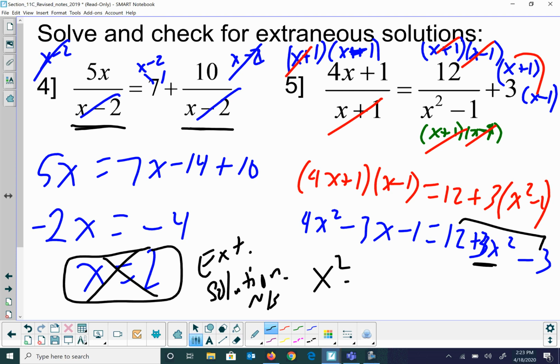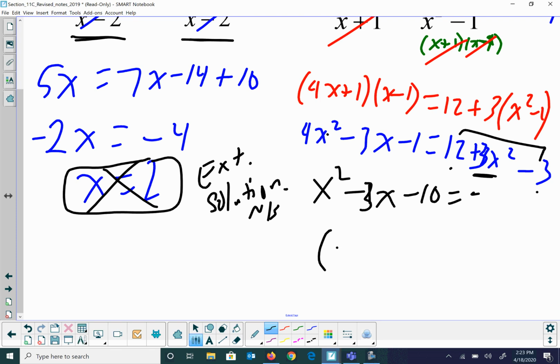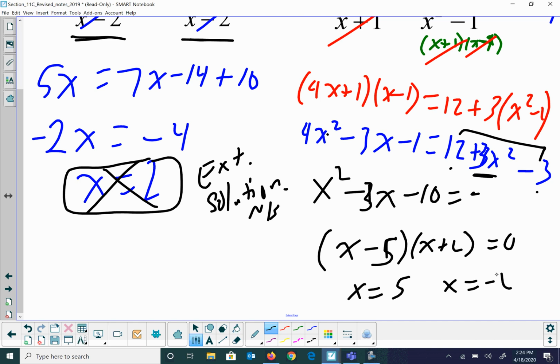So I'll bring the 9 over. The 3x is left alone for right now. And then 12 minus 3 is 9. If I subtract 9 from that, I'm going to get to negative 10. Now it's equal to 0. Factor that. So I get x minus 5 and x plus 2, and those are equal to 0. So I get 5 as an answer, and I get negative 2 for an answer.